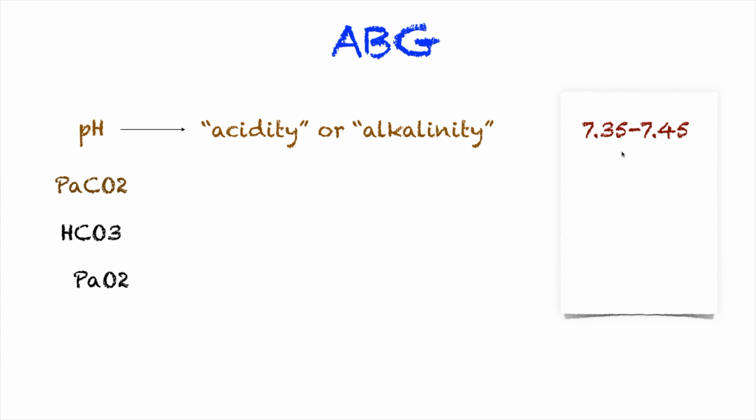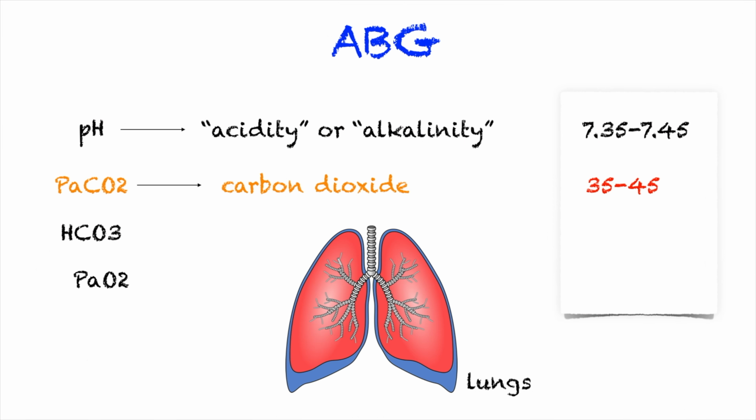Next component would be your PaCO2. Your PaCO2 is pretty much the measurement of carbon dioxide, and our normal value for this is 35 to 45. Now, it is easy to remember 35 to 45 because if you look at our pH, your pH is 7.35 to 7.45. So just remember 35 to 45 for carbon dioxide. Another concept that I need you guys to remember about PaCO2 or carbon dioxide is that it is being controlled by your lungs. Of course, we breathe out carbon dioxide.